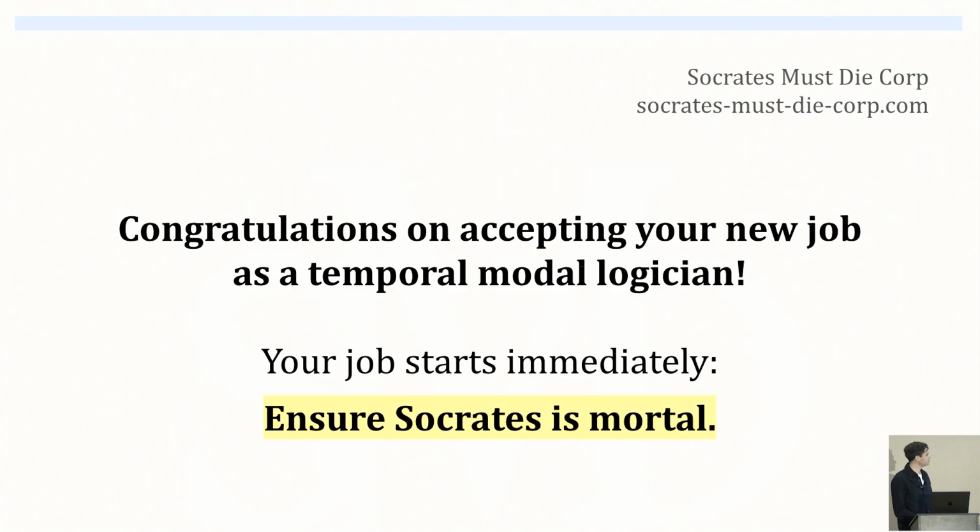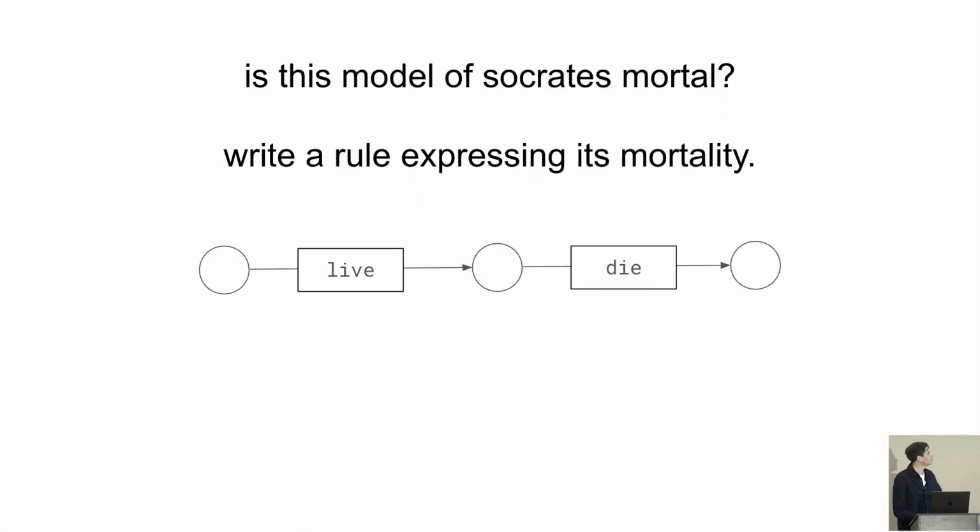All right, what's this? It says, congratulations on accepting your new job offer as a temporal modal logician from Socrates Must Die Corp. Your job starts immediately. Ensure that Socrates is mortal. Okay, so is this model of Socrates mortal? We need to write a rule expressing its mortality. Can anybody think about how we're going to write this?